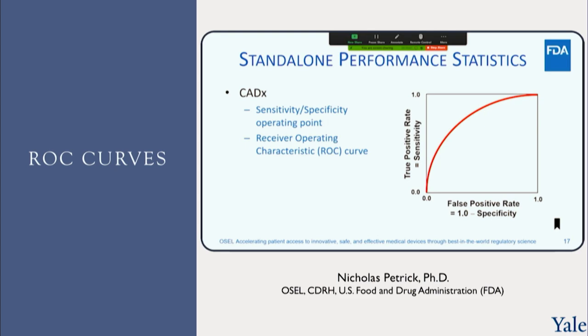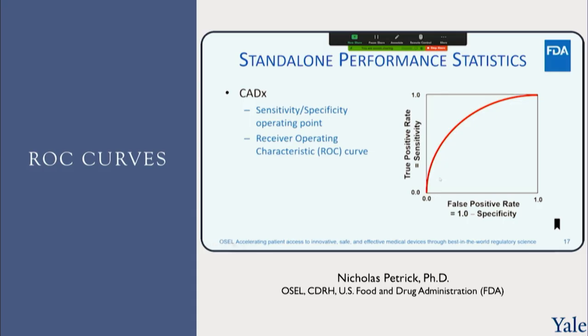So for a case, it gives you a score on a 0 to 1 scale, with, say, 1 being higher, meaning it's more likely to be cancer. At some point, the company or the developer decides, you know what, I'm going to make a threshold at 0.75. So everything above 0.75 I'm going to call cancer. Everything below 0.75 I'm going to call not cancer. So that would give us this sensitivity, specificity operating point of the device.